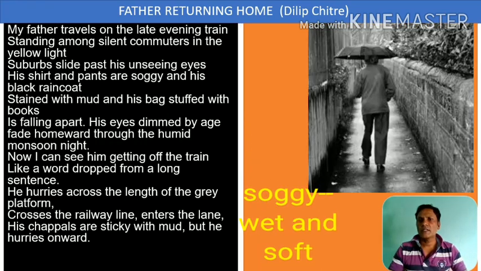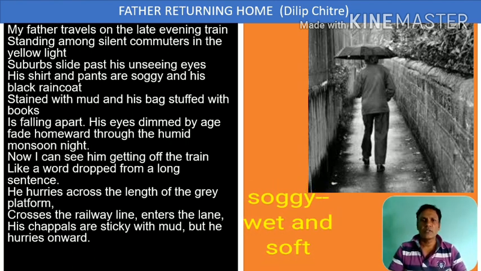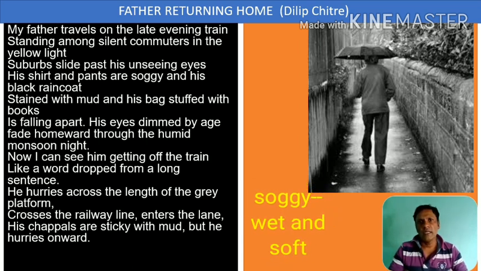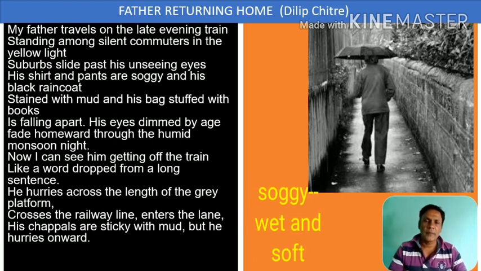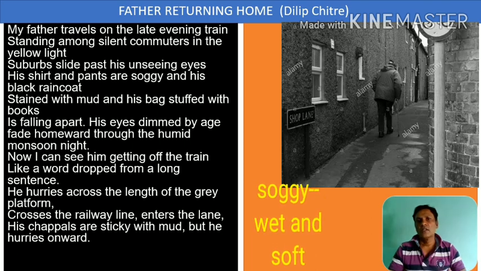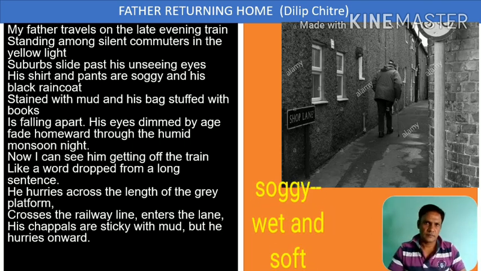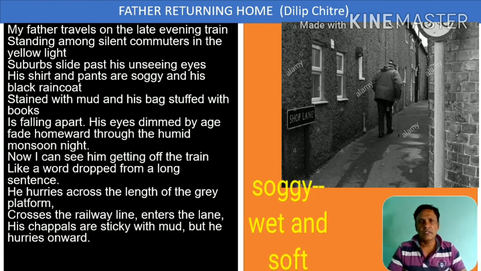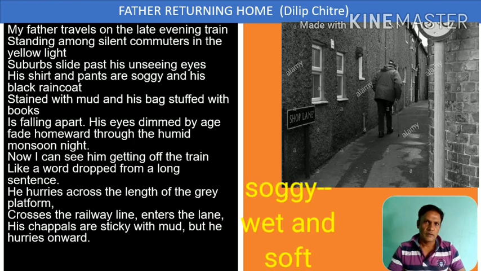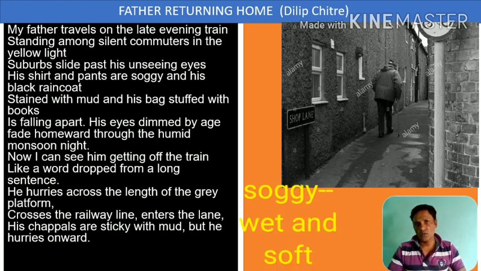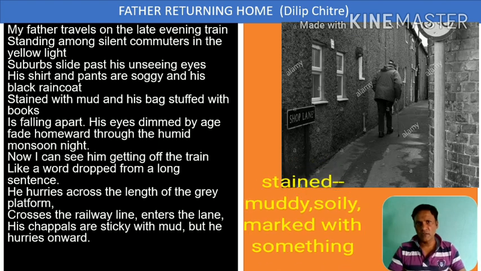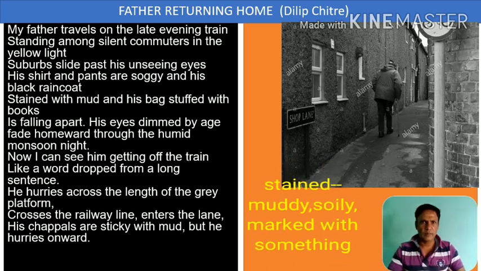His shirts and pants are soggy, and his black raincoat stained with mud, and his bag stuffed with books is falling apart. Now the poet makes us know that it was a rainy day. And during the rainy day, the pathetic condition of the poet's father gets worse. It worsens because during these days his clothes are all wet, all soggy. His black raincoat is stained. It has become dirty because of the stains of mud.